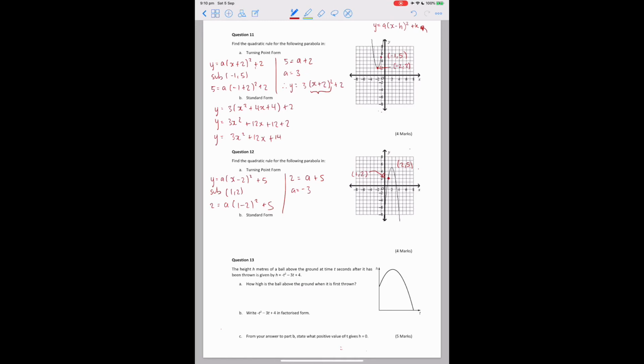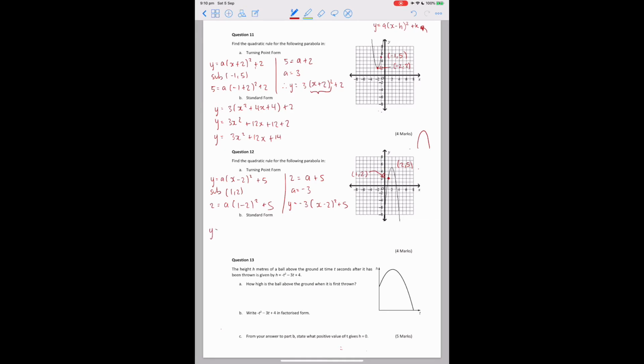And this does make sense as we are having an unhappy face parabola. So therefore our answer is going to be y is equal to -3(x minus 2) whole squared plus 5. And similarly, to get it into the standard form, I'm just going to expand the brackets.